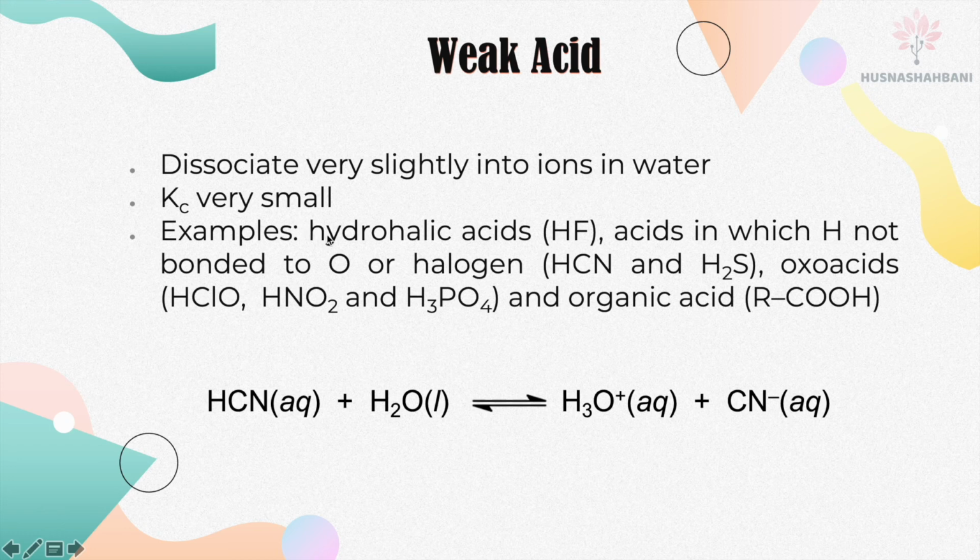Example of weak acid is hydrohalic acid HF, acids in which H is not bonded to O or H not bonded to halogen, HCN and H2S. Oxo acids, HClO, HNO2, H3PO4, and organic acid, R can be any carbon or anything, bonded to COOH. This is organic acid.